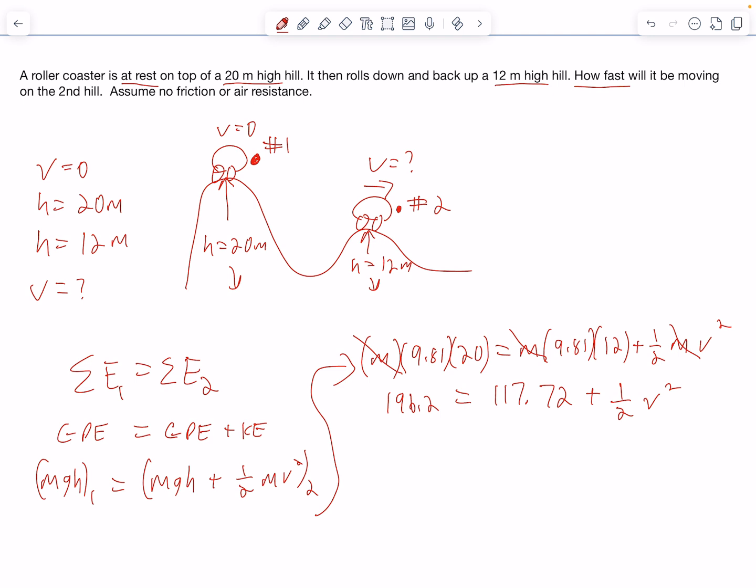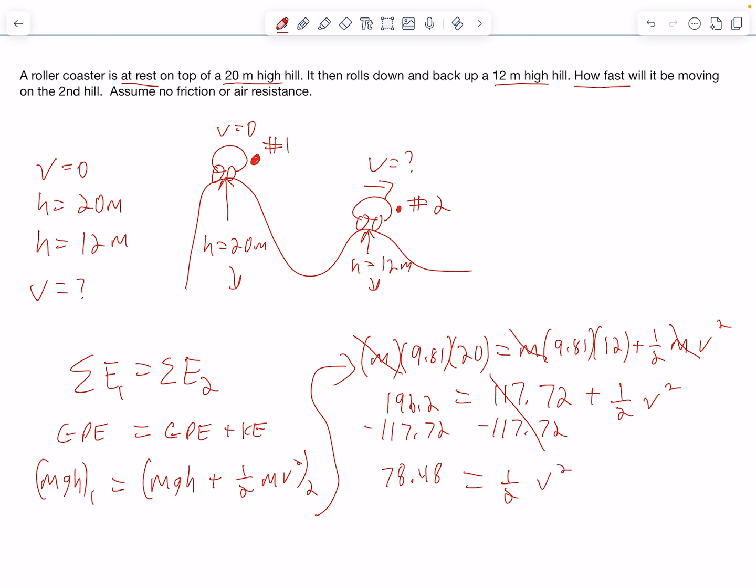Awesome. I'm going to combine like terms. So I'm going to subtract this from both sides. So I have 196.2 minus 117.72. And I get 78.48 equals 1/2 v squared. So I simplified it a little.